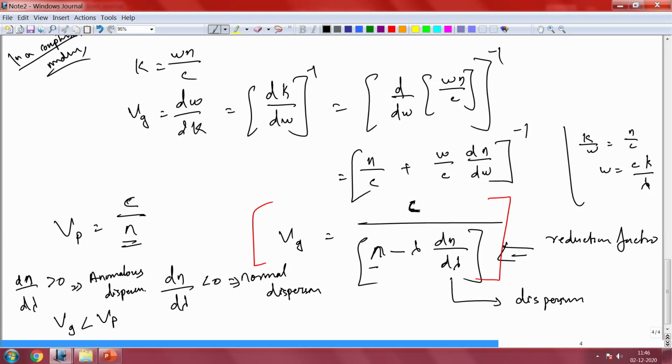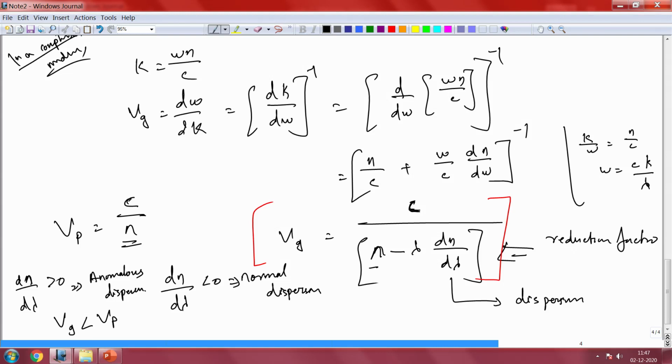Okay. So you can never get it faster than c, but the reduction factor can be managed by looking at whether this dn d lambda is positive or it is negative. We will see that quickly in light matter interaction, where you will have both anomalous and normal dispersion when you look at the material properties.